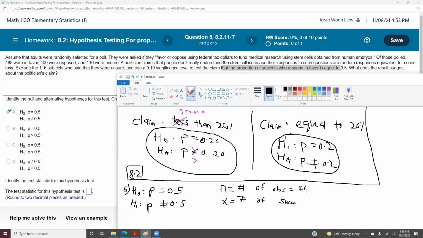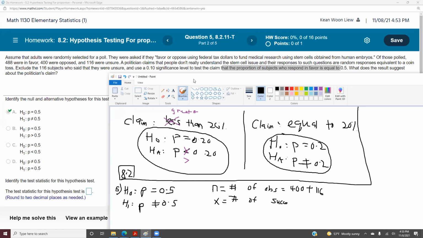400 plus 116. I got 888. How do you get 888, Casey? Because 488 were in favor, 400 were opposed. It says exclude the 116, so I didn't include the 116. Do we need to include the 116? No, it says exclude them. So yes, the question says to exclude the 116 people. In this case, you don't use 116. You just use 400 and 488.